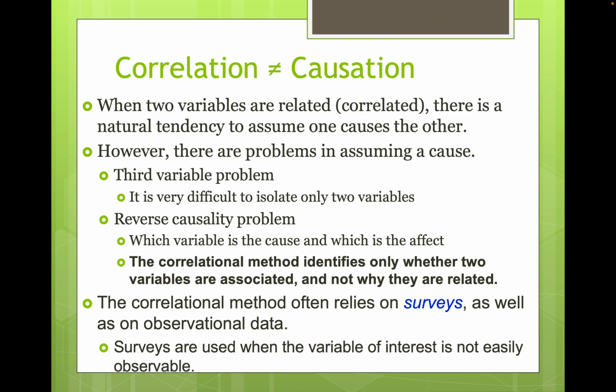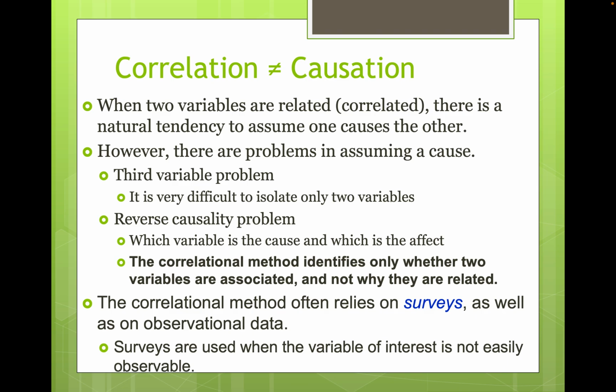Surveys are used when the variable of interest is not easily observable. Let me give you an example. As crime goes up, ice cream sales go up, as weird as that may sound. So whenever you see ice cream sales going up, you can be sure that the crime rate will go up. So why is this? What in the world's going on? What does ice cream have to do with crime?